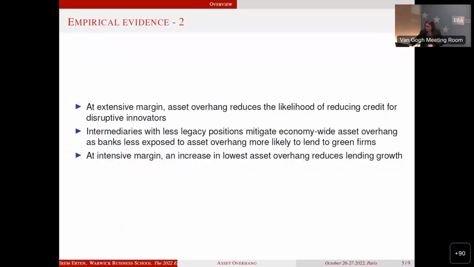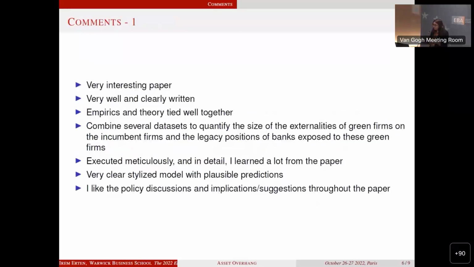So I do think it's a very good channel to investigate. Very interesting paper, very clearly written. It's a huge paper that I think has two different papers on its own because of theory and empirics and so on. I really like the fact that the empirics and theory are very well tied together. They follow them very closely. There are lots of data sets in the paper, both to quantify the size of the externalities and to investigate implications, very meticulous. Stylized model, that very well-known corporate finance model that the authors tweak for very plausible implications. So I'm very positive on the paper.